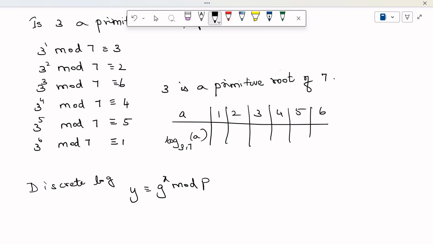Okay. What is the discrete log of base 3 mod 7 of 1? It is 6. Discrete log of base 3 mod 7 of 2 is 2. Discrete log of base 3 mod 7 of 3 is 1. And next, 4 is 4, and 5 is 5, and 6 is 3. So this is how we will be proceeding with the construction of the discrete log table. Thank you.